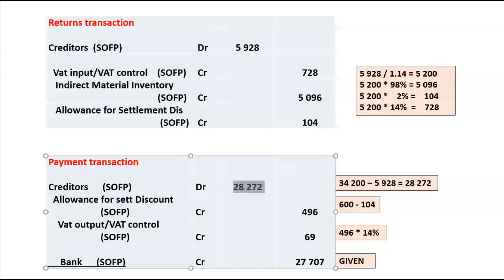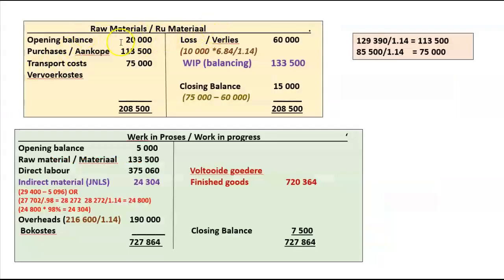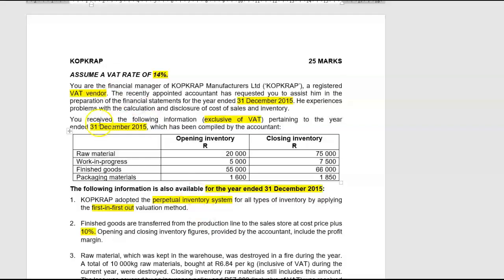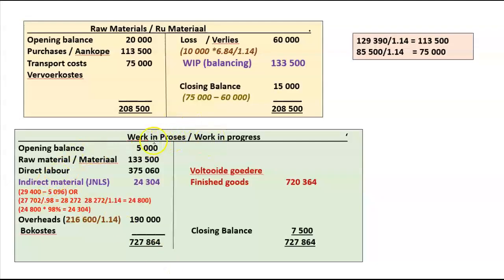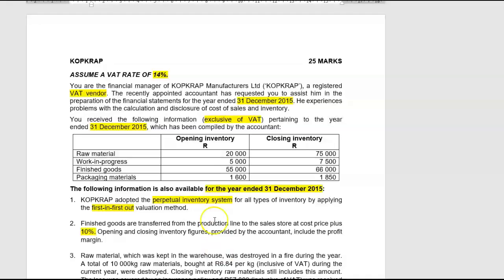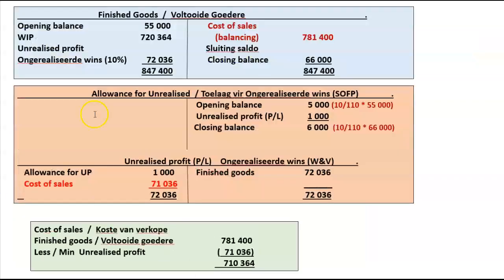Raw materials, opening balance, 20,000 Rand. Work in progress, opening balance 5,000 Rand. Finished goods, opening balance 55,000 Rand. That includes our unrealized profit of 5,000 Rand, 10%. So allowance for unrealized profit, opening balance there, 5,000 Rand, 10 divided by 110 of the 55,000 Rand.